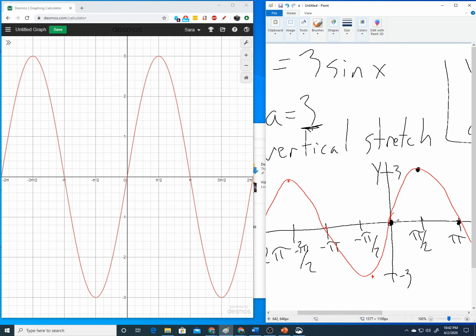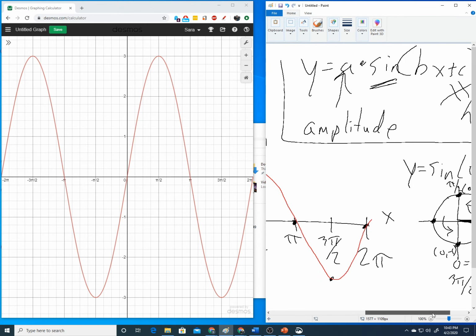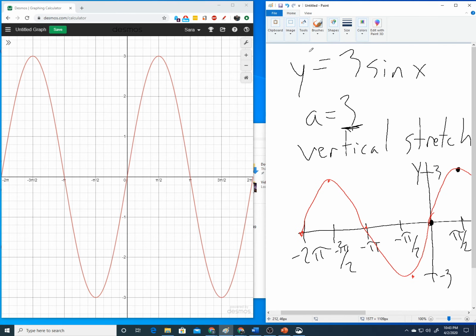I see both of them started in the center. At pi over 2, it goes up to 3. At pi, we're back at 0. At 3 pi over 2, it's down to the minimum. And at 2 pi, we're right back on the x-axis. Okay, so that's just a quick refresher on what happens with the amplitude.